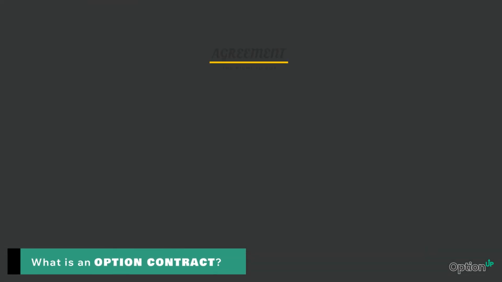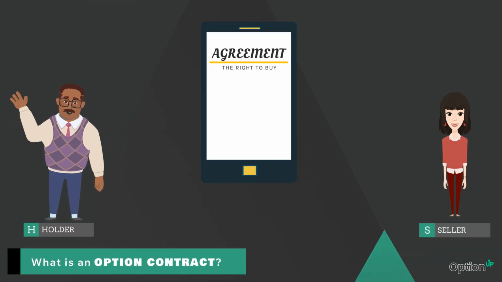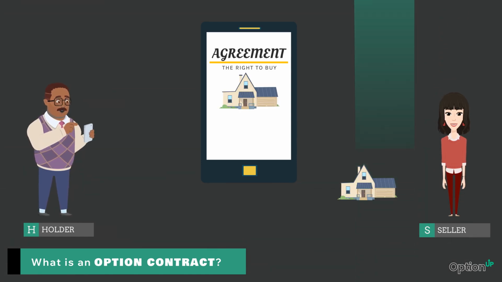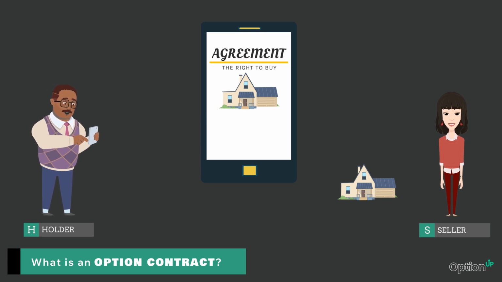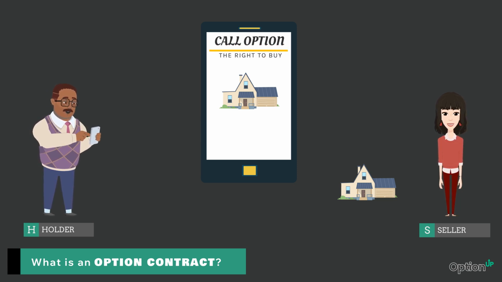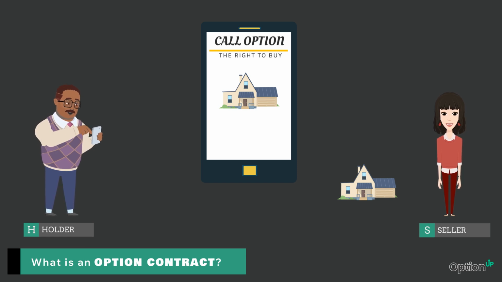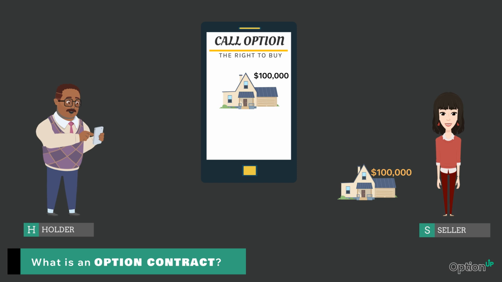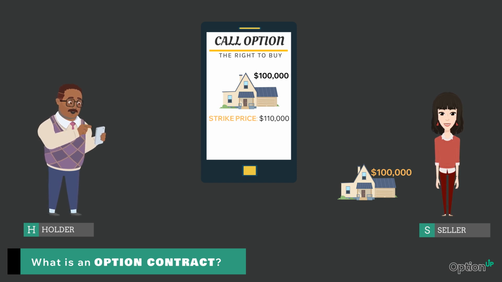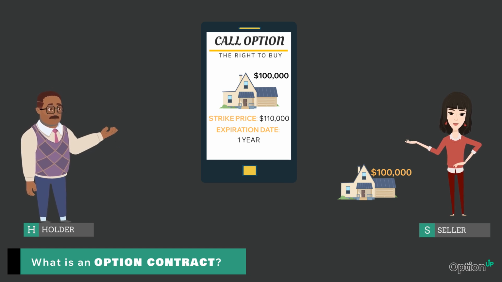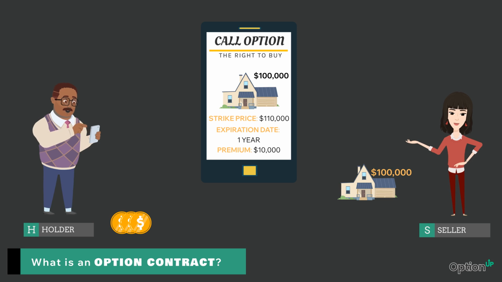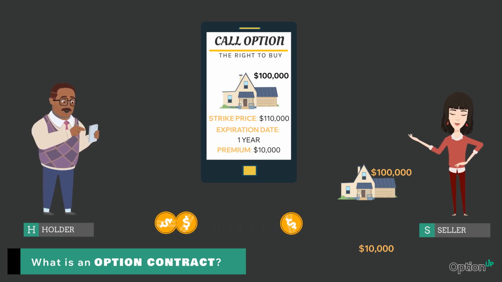Let's see an example where the agreement grants the holder the right to buy the security, which is the underlying asset, for the strike price at any time but no later than the expiration date. This type of agreement is called a call option. This house is valued at $100,000 today. The strike price of this call option is $110,000 and the expiration date is in 1 year. The premium value, or the option price, of the call option is $10,000.